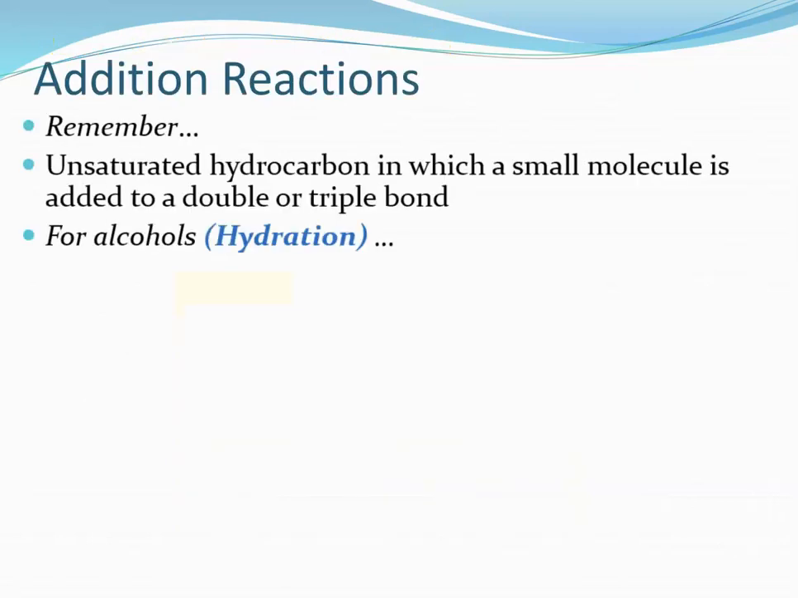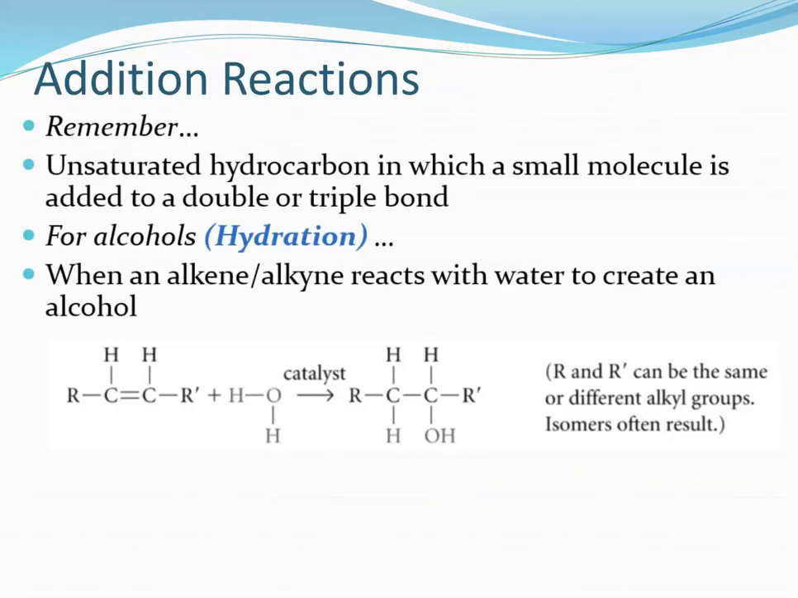Alcohols can be created by using addition reactions. As with typical addition reactions, an unsaturated hydrocarbon is the reactant. It is combined with water in the presence of a catalyst. The water splits into a hydrogen and a hydroxide. The H bonds to a carbon on one side of the double bond, and the OH bonds to the other side.